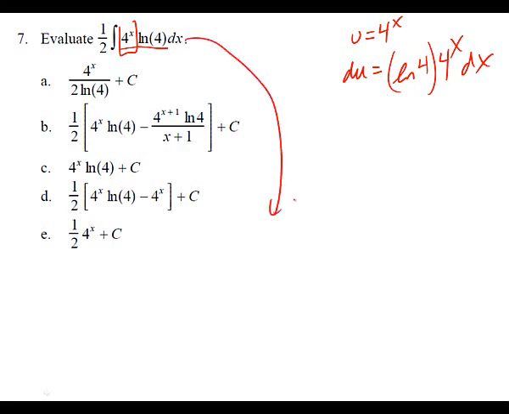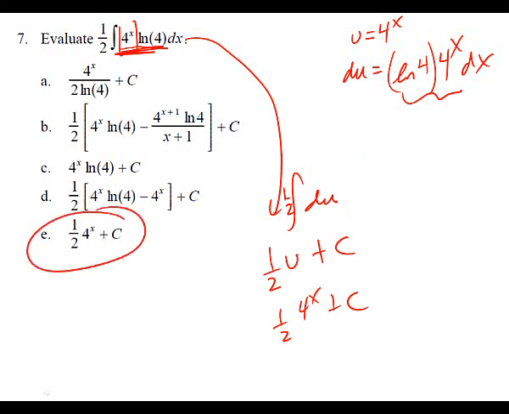So this one, okay, the 1/2 hangs out. This whole thing gets replaced with du. Really, that's it, right? So we're going to integrate that. You get 1/2. When I integrate du, what do you get? U plus c. So 1/2, what's the u? 4 to the x plus c. Thank goodness it's not answer choice B, right? That one's kind of nasty.